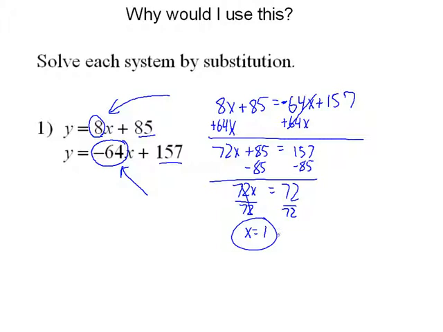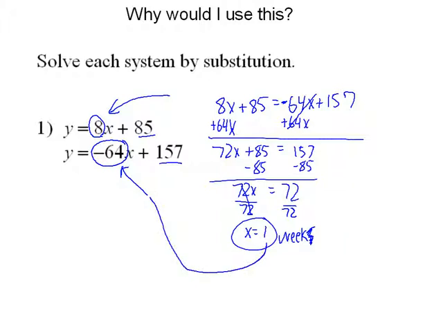And basically what I said x was weeks. So it's going to take 1 week for me to gain the weight to get up to a certain amount, the same amount that it's going to take my friend to lose 64 pounds in 1 week to get down to the same amount. Now what is that amount?